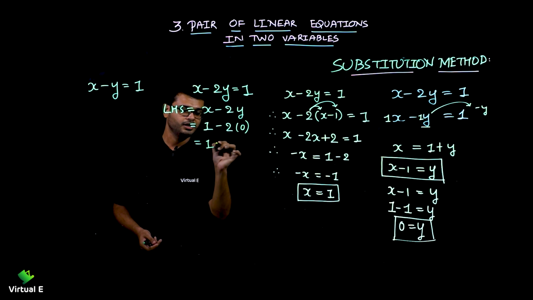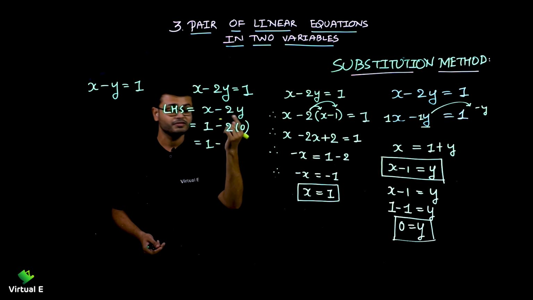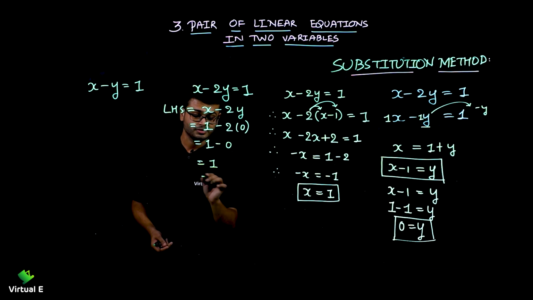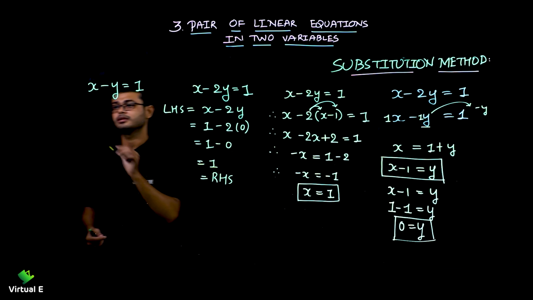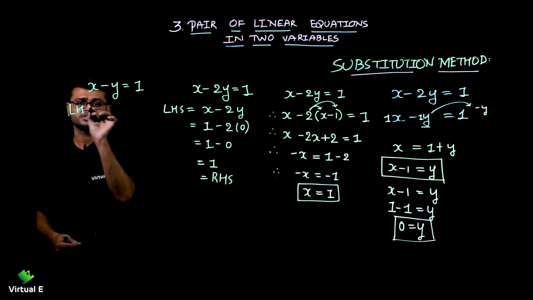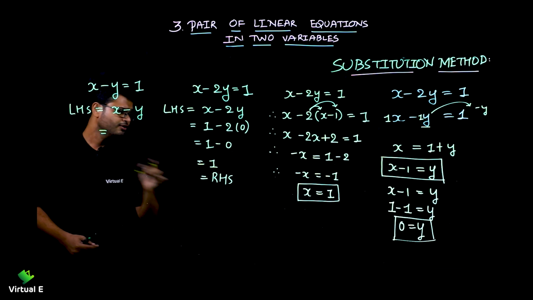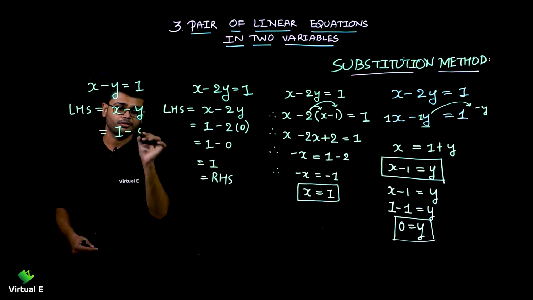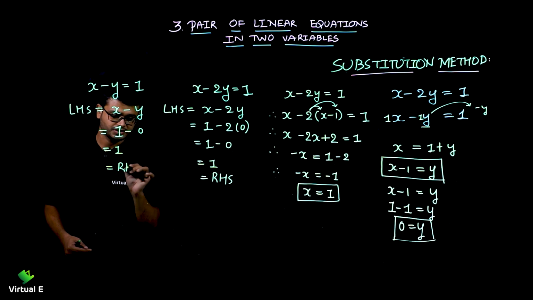So 1 minus 2 into 0, any number multiplied with 0 will always give you 0. So 1 minus 0 will be 1. So this is what my RHS is. It is satisfying the first equation. Let's go for the second. Again, let's start with LHS. LHS is x minus y. The value of x we have is 1, and for y 0. So 1 minus 0, 1, it is RHS.